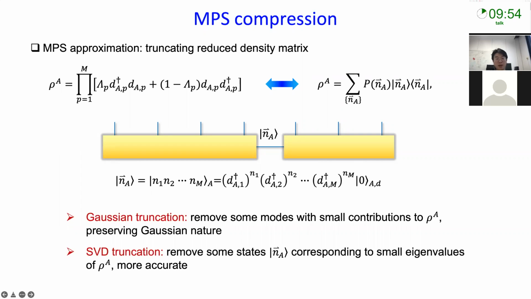Otherwise, if lambda p is close to 0, we will let this D mode be always unoccupied. So once one mode is fixed, the rank of the reduced density matrix will be reduced by half. Sometimes this scheme is too much. On the other hand, we can use SVD truncation by directly removing some eigenstate corresponding to the eigenvalue of rho A. This truncation is more accurate.